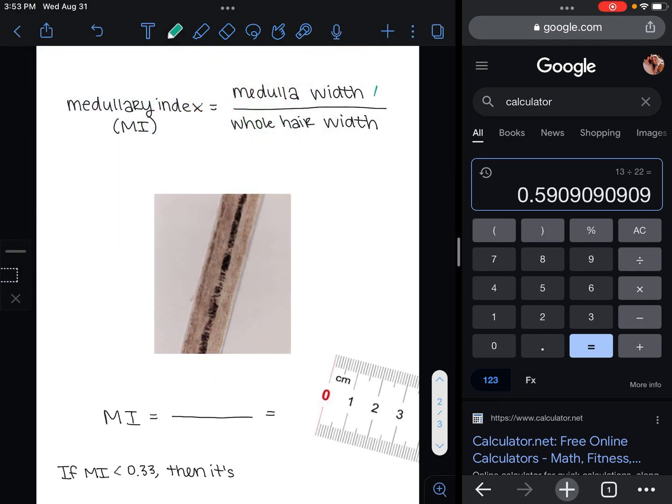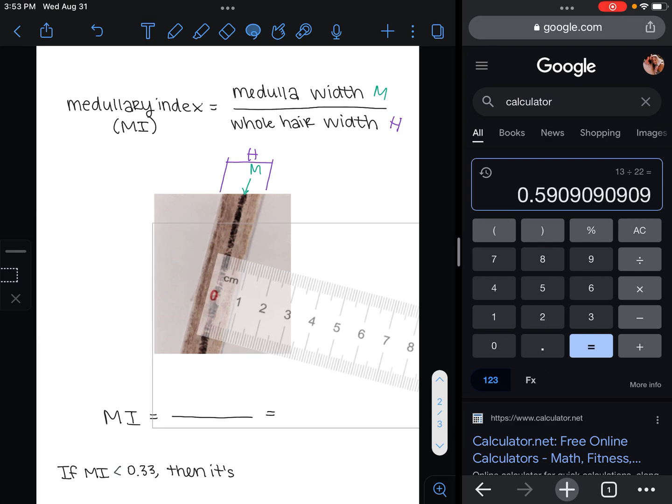Again, we'll mark the medulla with an M, which is going to be this centerpiece right here. Entire hair width, in purple. So again, just as before, we'll take our ruler and go to the outside of the medulla. And we'll go to about right here. This one's not very big, so we don't need to go very far. And we'll count over from 0, 1, 2, roughly 3. We'll round to 3. 3 millimeters.